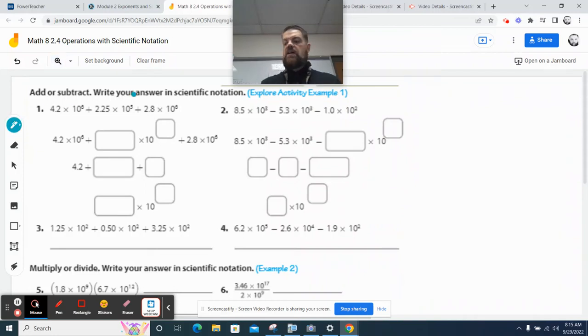All right, so let's do this together kind of quickly. Well, I don't know if it needs to be done quickly. So 4.2 times 10 to the 6 plus, this is just going to be 2.25, and that's 10 to the 6. No, 10 to the 5. It's 5.